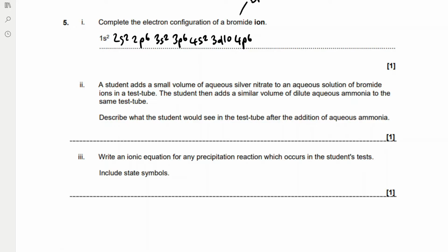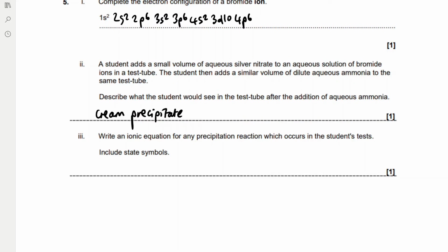The student then adds a similar volume of dilute aqueous ammonia to the same test tube. Describe what the student would see in the test tube after the addition of aqueous ammonia. So when we add Ag+ ions in the form of silver nitrate to the bromide ions, it's going to form a cream precipitate, and this cream precipitate is not going to be soluble in dilute ammonia, so we're going to be left with a cream precipitate. It's only soluble in concentrated ammonia.